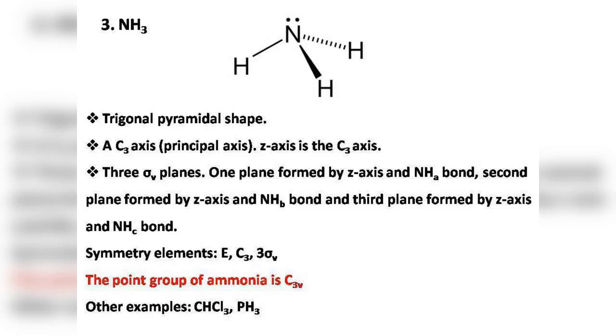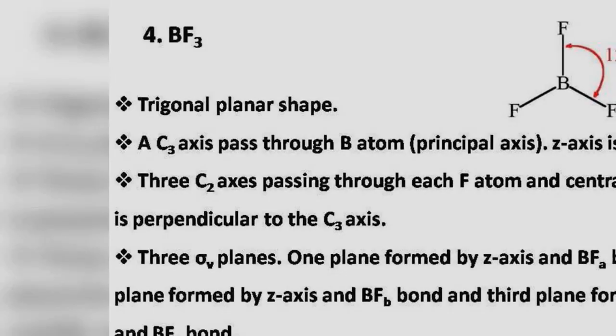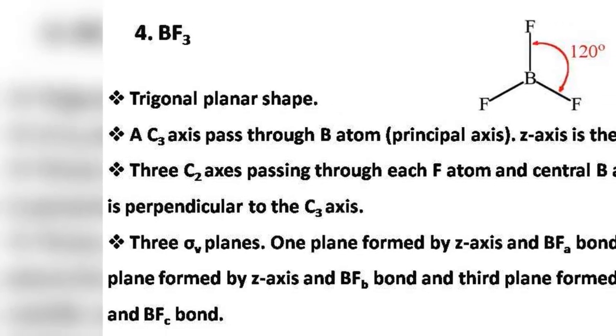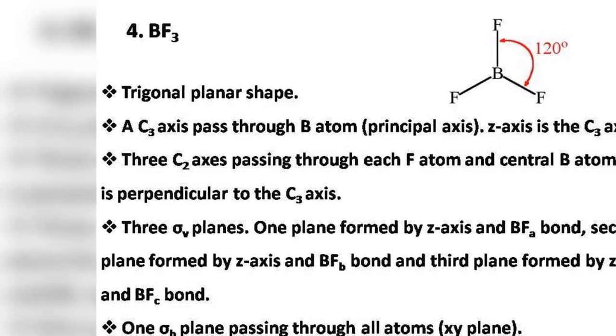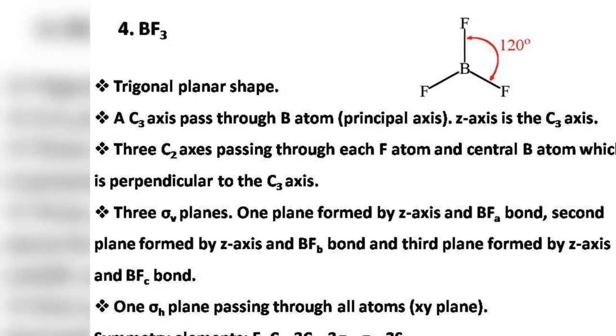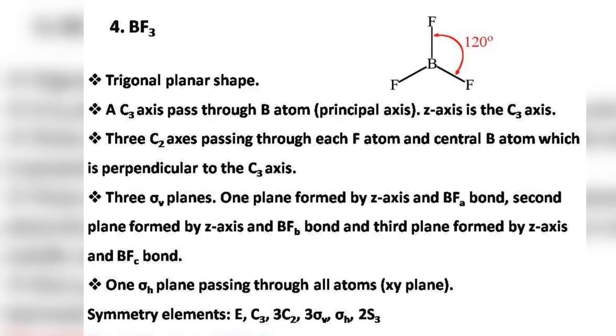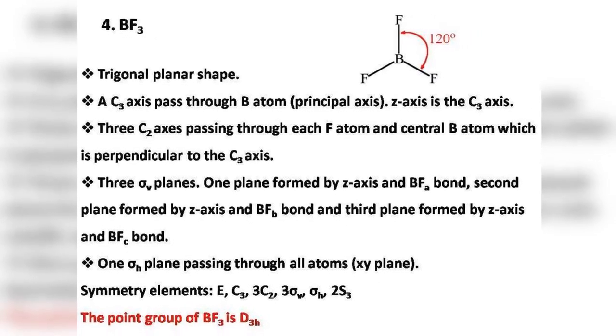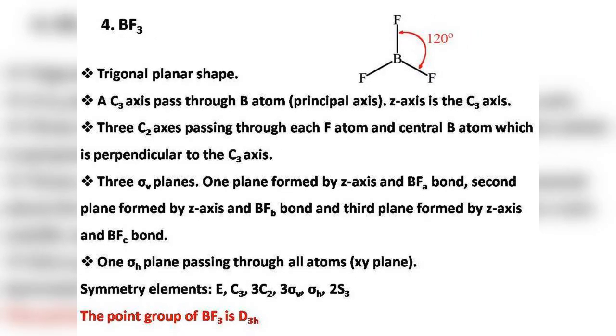Therefore, the symmetry elements are E, C3, 3σv. The point group of ammonia is C3v. Other examples for C3v point groups are chloroform, PH3, etc. Next is boron trifluoride. Shape is trigonal planar. It is given. There is a C3 axis passing through the boron atom. This is the principal axis. The z axis is the C3 axis.